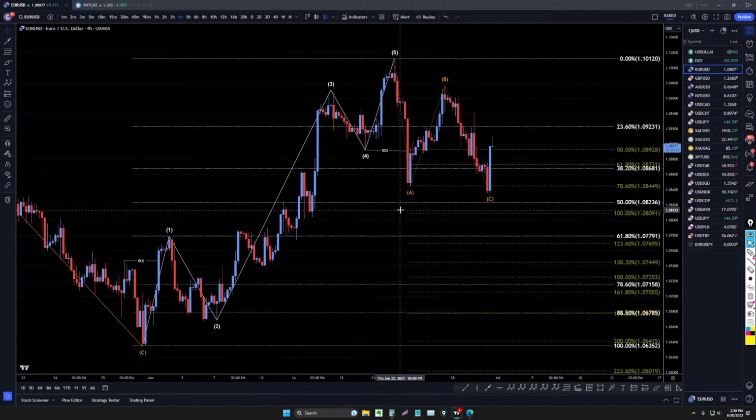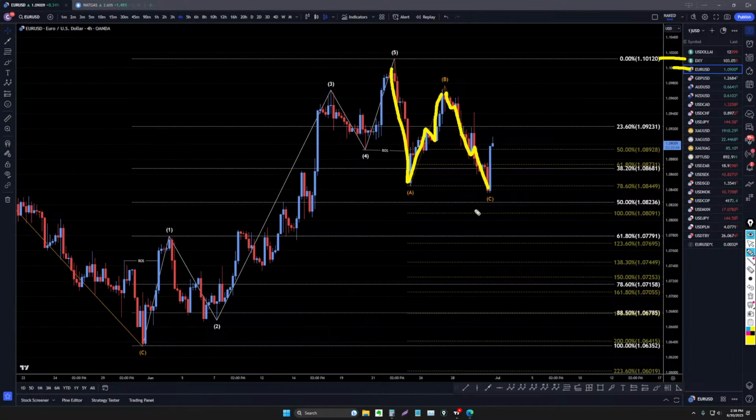Let's go down to a shorter time frame. On the shorter time frame, the euro dollar, like I said, is almost exactly the same as the DXY, so they're almost a mirror image, but it does look like a downtrend for the A. It definitely looks like a little three-wave pattern for the B, and it looks like a downtrend for the C. This one bounced off the 78.6 Fibonacci extension, as you can see.